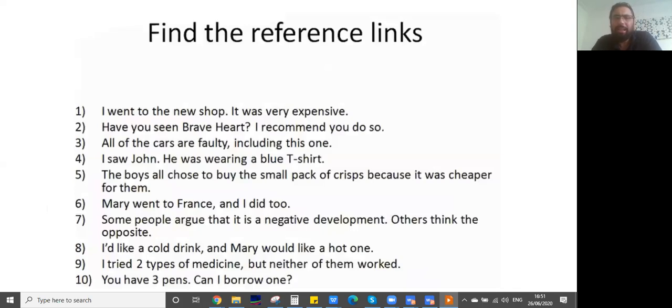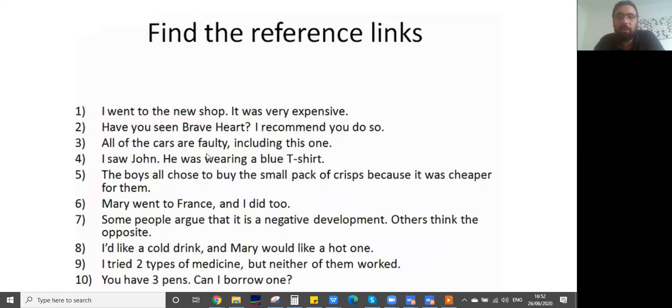Okay, I'll let you find the forms of substitution here. You have 10 sentences. So write the number and the word that was used for substitution. So let me do number 1. I went to the new shop. It was very expensive. So here we have the pronoun it, replacing the shop.